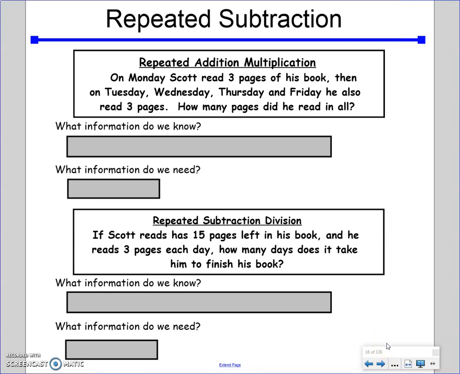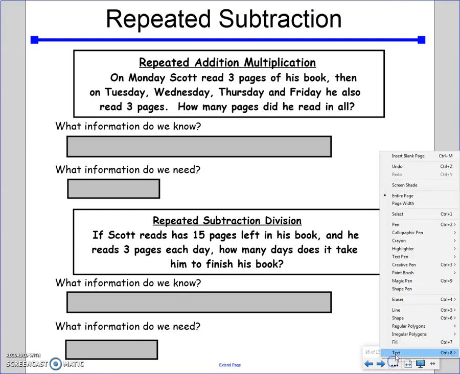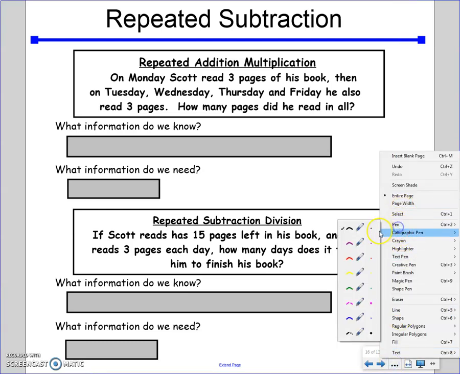We're going to take a look at a repeated addition multiplication equation, and we're going to look at what information we know in that problem and also what information we're trying to find out, or what information we still need. Then we'll do the same for a repeated subtraction problem, and we'll notice some similarities and some differences. Let me grab my pen.